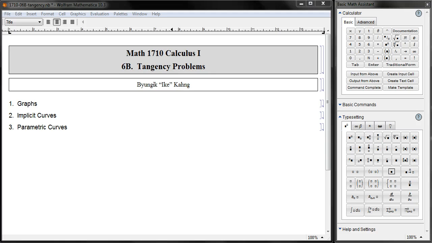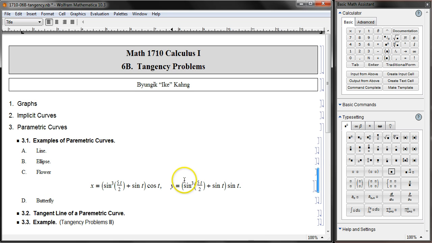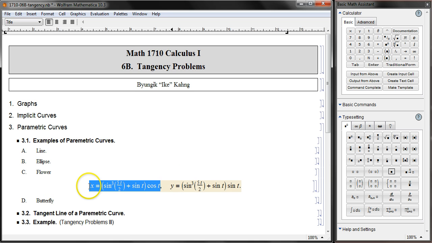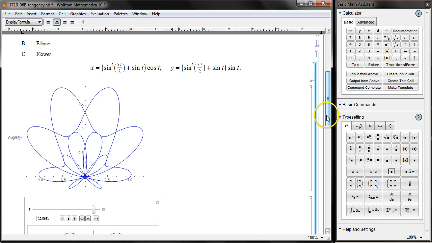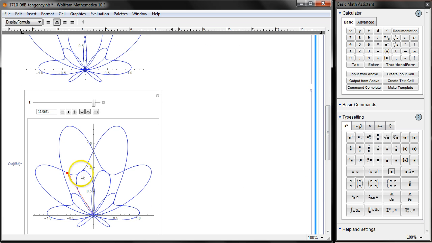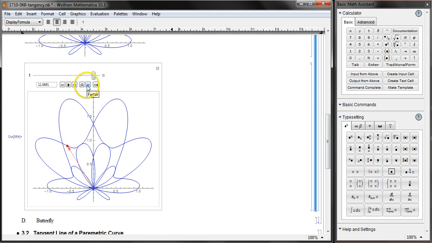Hello students, welcome back. In the previous video, I showed you how parametric curves arise. Kind of like this: x is the horizontal position, y is the vertical position. Put together, we have the position of a certain particle at a given time, and as time changes, the position of this particle changes. It moves around and the trace becomes a curve, kind of like this.